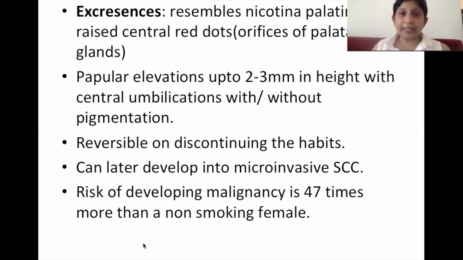All right. So excrescences, as I told you, are small elevated areas which you find in the palate. I showed you that small red dot which was elevated, and I told you that's a dilated duct of the minor salivary gland. So they can be papular elevations. Papule means an elevated area, which is 2 to 3 millimeters in height. Central umbilication. What is the umbilicus? The umbilicus is a little depressed area on your stomach. So umbilication means that on the center of the papule, this elevated area, you will find the center is a little depressed. So that is an umbilication.